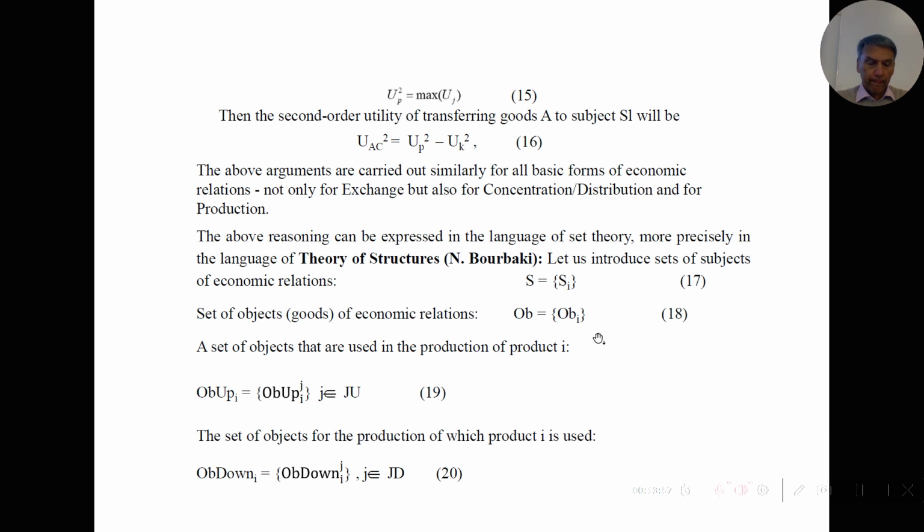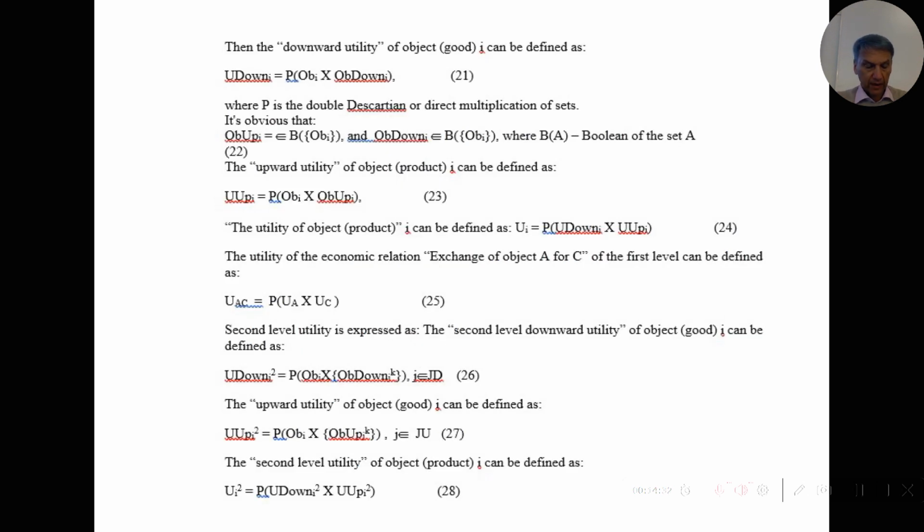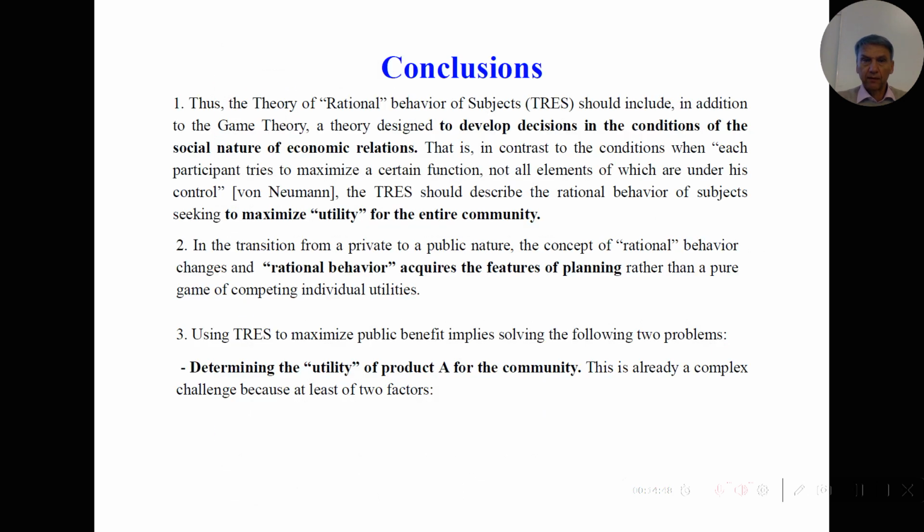And another form of expression of the same concepts of utility of goods, exchanges, and other forms is the form of theory of sets, like von Neumann has done. So we can introduce sets of subjects, sets of objects, and so on. And final utility is a Cartesian product of two sets, expression 28. Cartesian means multiplication of sets. And conclusions.